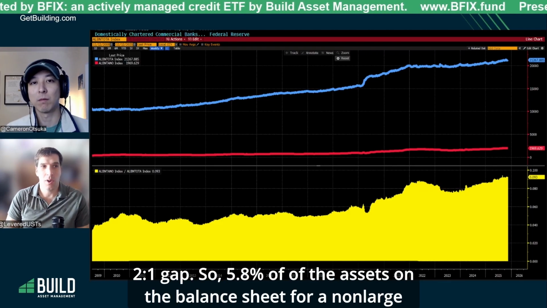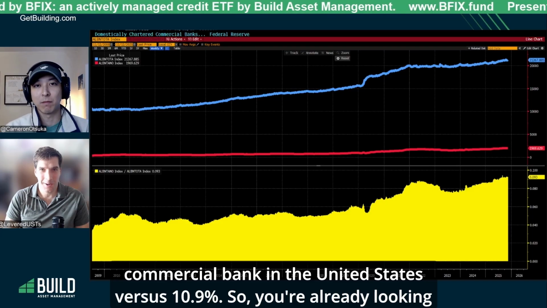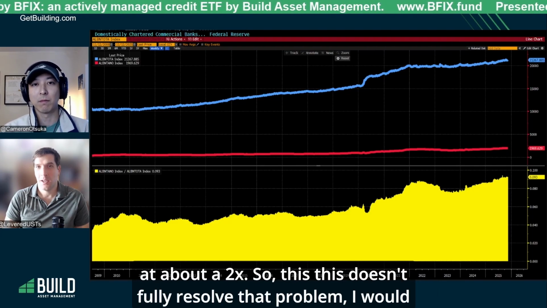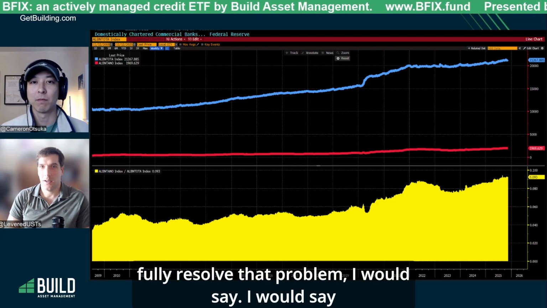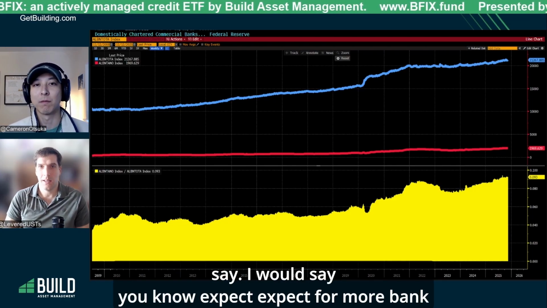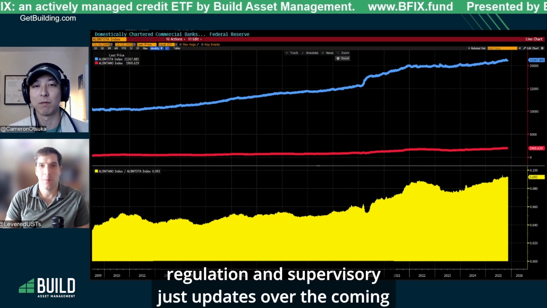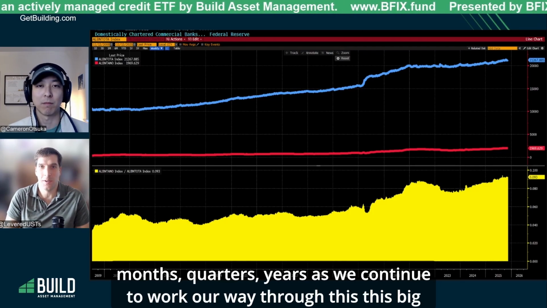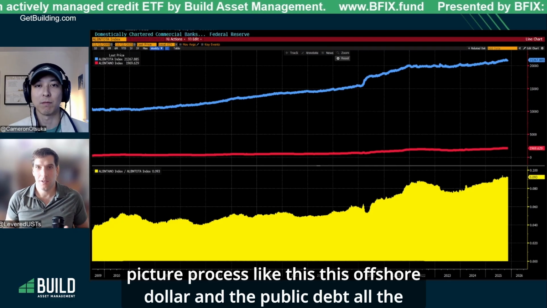So 5.8% of the assets on the balance sheet for a non-large commercial bank in the United States versus 10.9%. So you're already looking at about a 2x. So this doesn't fully resolve that problem. I would say expect more bank regulation and supervisory updates over the coming months, quarters, years as we continue to work our way through this big picture process.